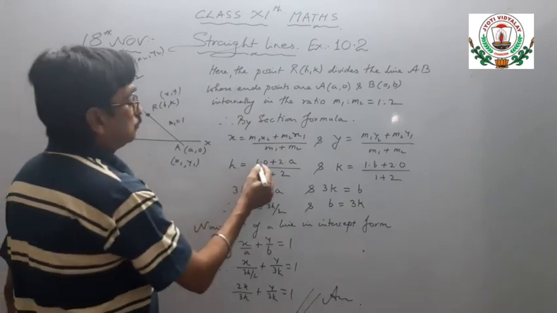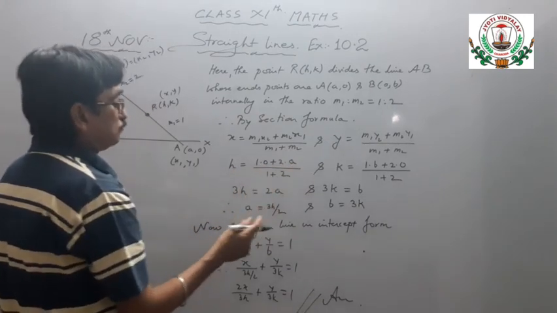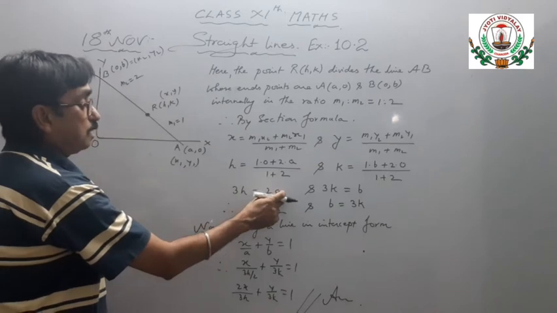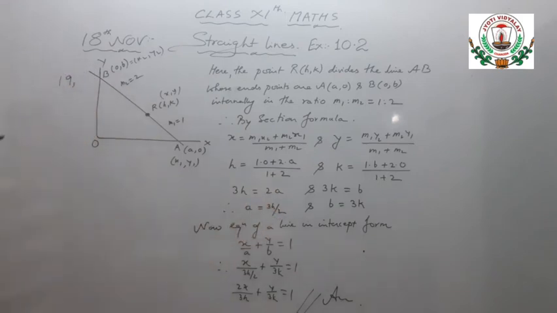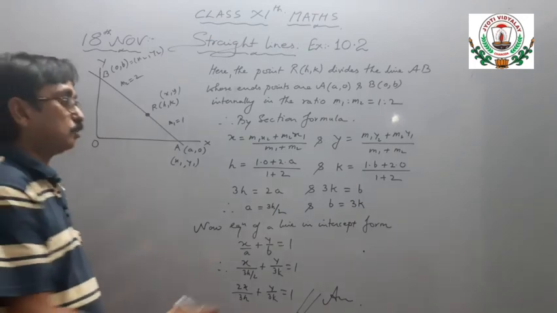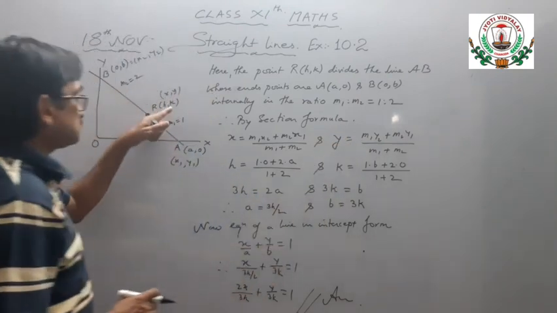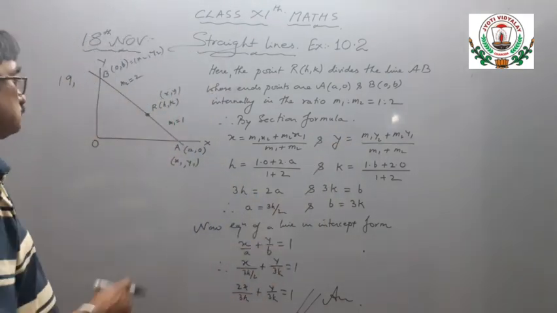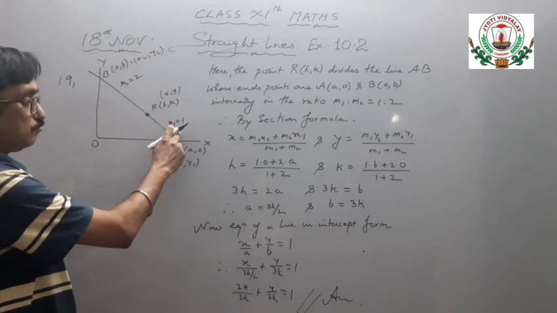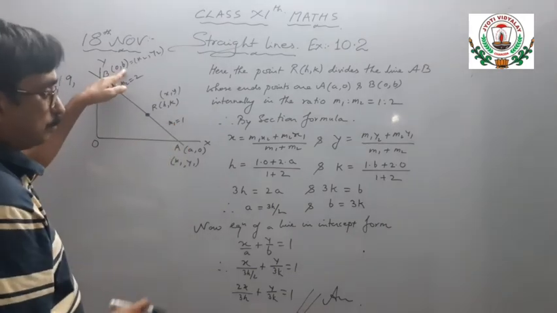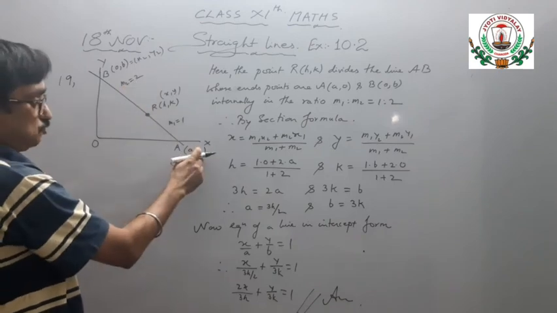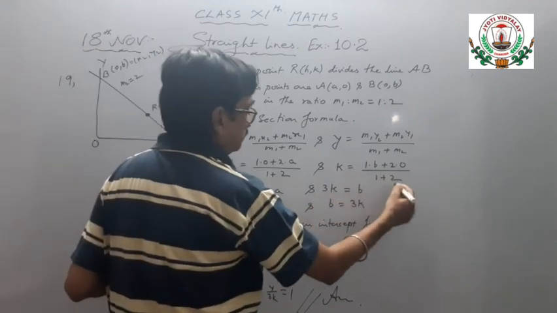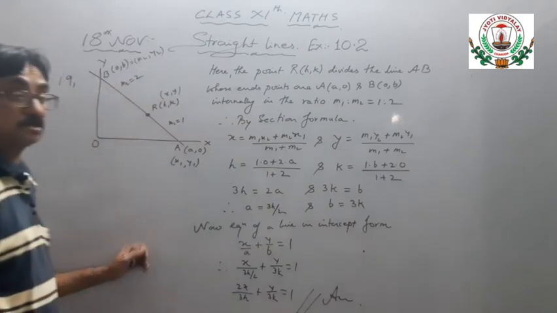So h is equal to (1 into 0 plus 2 into a) upon (1 plus 2). We get 3h is equal to 2a. So we get the value of a equal to 3h by 2. Now for the y coordinate, the formula is y equals (m1 y2 plus m2 y1) upon (m1 plus m2). So y is here k, m1 is here 1 and y2 is here b, plus m2, the value is 2, and y1 is here 0. On substituting these values, we get the value of b equal to 3k.